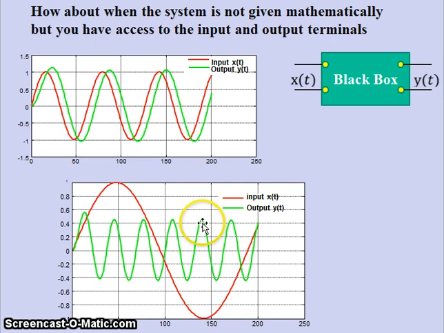Here again, the input is given in red and the output is in green. So if you look at the input signal here, clearly this is the period from here to here. It repeats from here to here. If you look at the output here, you could see that there are many periods within the period of the red. So clearly it says that the frequency of the output is different from the frequency of the input, and then we can conclude that this system here, which we call the black box, is not linear.